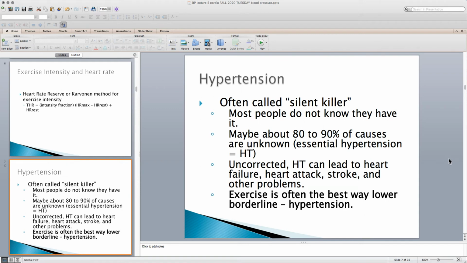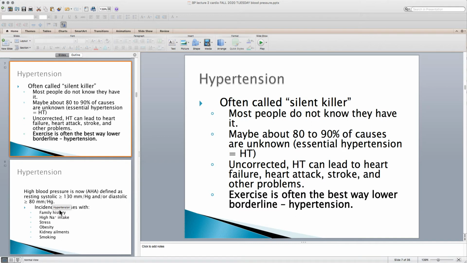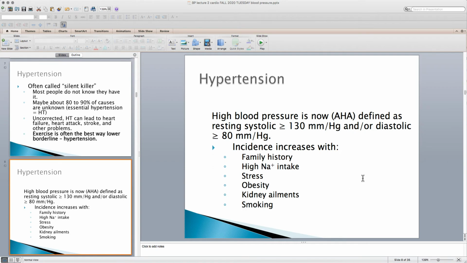If someone has borderline high blood pressure, exercise may be one of the best ways to help with that high blood pressure. And it's not exactly known what causes hypertension, or high blood pressure. Age actually is one thing. Family history, a high sodium intake, stress, obesity, kidney problems, smoking. So there are different causes of high blood pressure, and a combination of all of these.